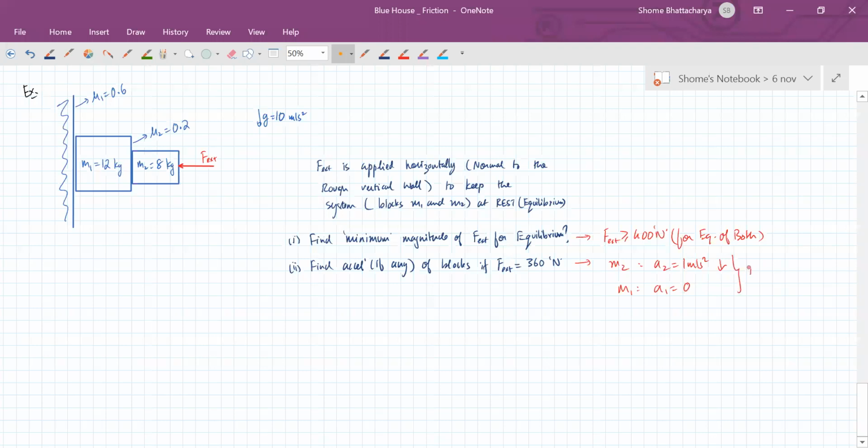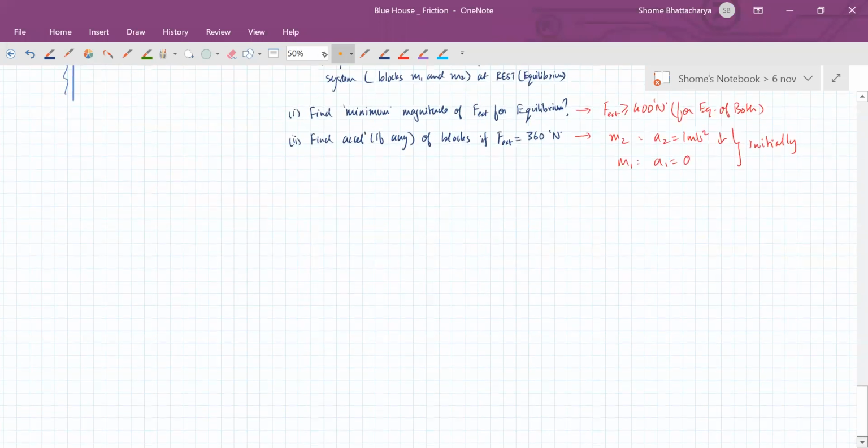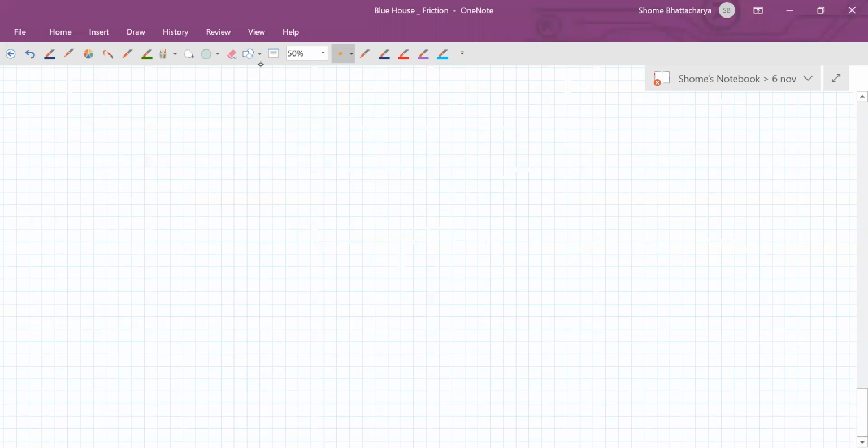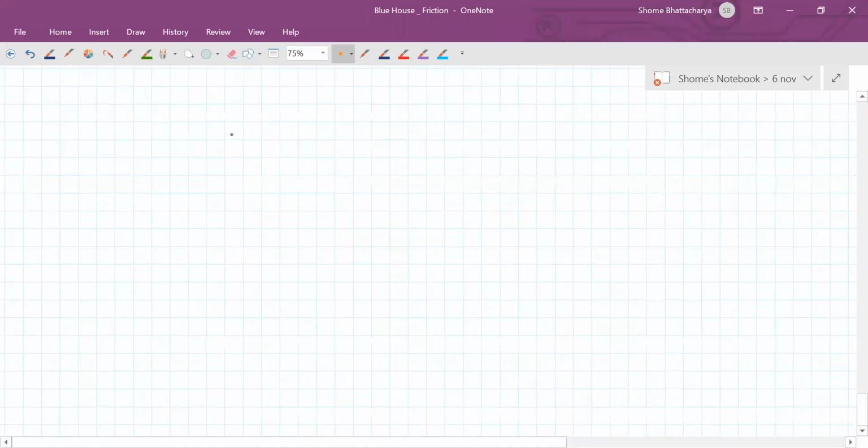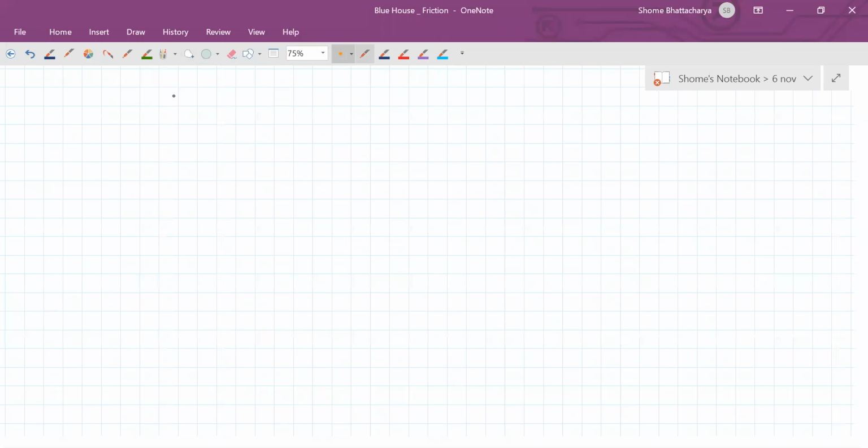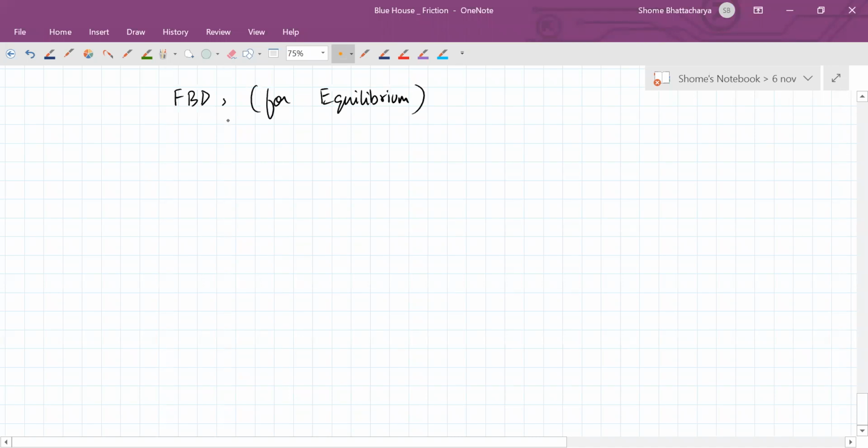This is initially. Of course, when the two blocks lose contact because this one has slipped down, then it's a different situation. So you're not worried about that. Now let's understand how this is happening. So here we have to be very, very careful when we are understanding the free body diagrams. So let's make the FBDs for the equilibrium condition. Then we will get what the condition is for equilibrium. For equilibrium of both the blocks, what are the FBDs looking like?